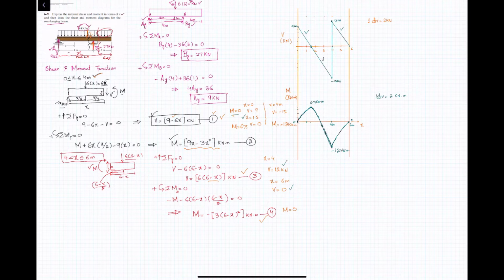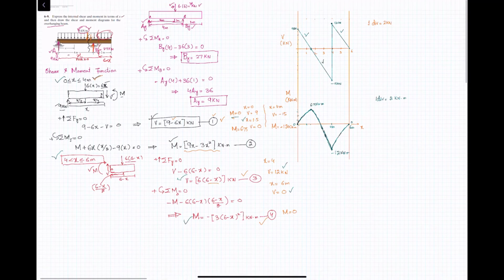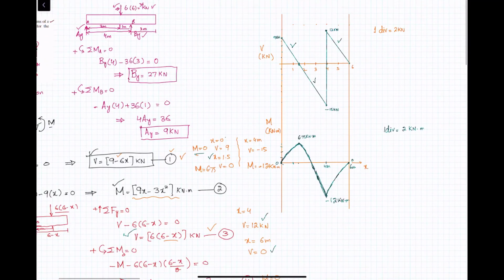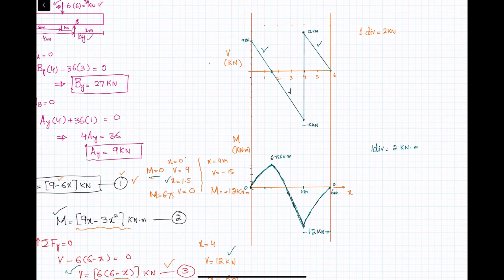I will repeat. First we have taken x greater than or equal to 0 and less than or equal to 4, and we get equations 1 and 2 for shear force and bending moment. Then we take the second section, which is x greater than or equal to 4 and less than or equal to 6 meter, and we get the shear force equation in equation number 3 and the bending moment equation in equation number 4. Then we plot the shear force and bending moment by putting various values of x, and we get the shear force and bending moment, and then we plot them separately in the shear force diagram and then in the bending moment diagram.